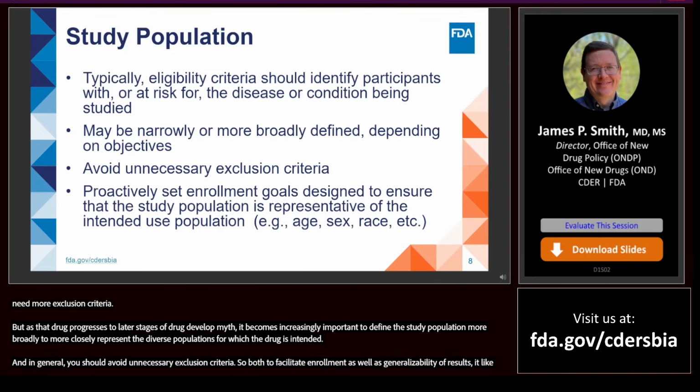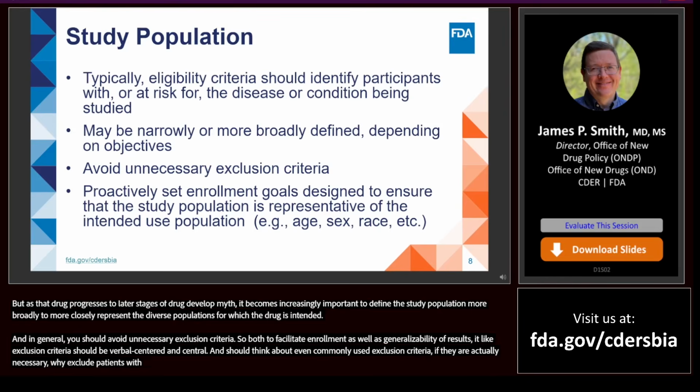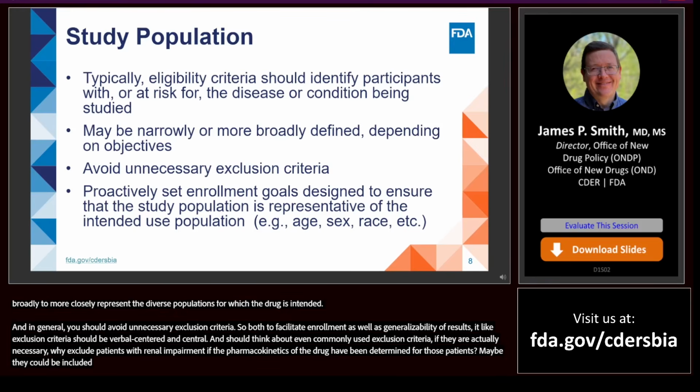Why exclude patients with renal impairment if the pharmacokinetics of the drug have been determined for those patients? Maybe they could be included, but with a dose adjustment, for example, or an age-related exclusion should be very well justified. So overall, the population that's expected to benefit from answering the research questions of interest ought to be represented in the clinical investigation, and enrollment goals should be proactively set to achieve that.